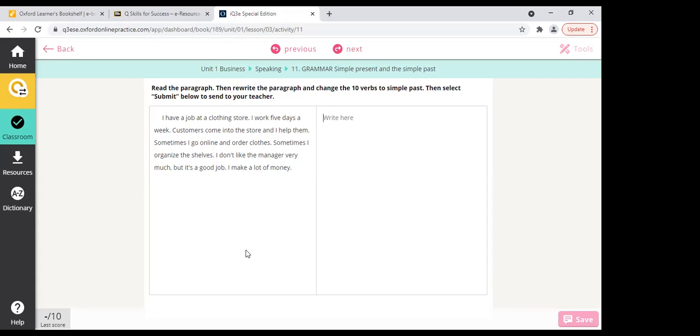So all of this is now in the present. So he's saying now I work, I have a job. I'm working this many days. I go online. I do this. I do that. I don't like the manager. So everything is now. He's talking about now. We want to change this into the past. So he doesn't have the job anymore. The job is finished. So how do we change this into the past? Go on, Munir. The first sentence.